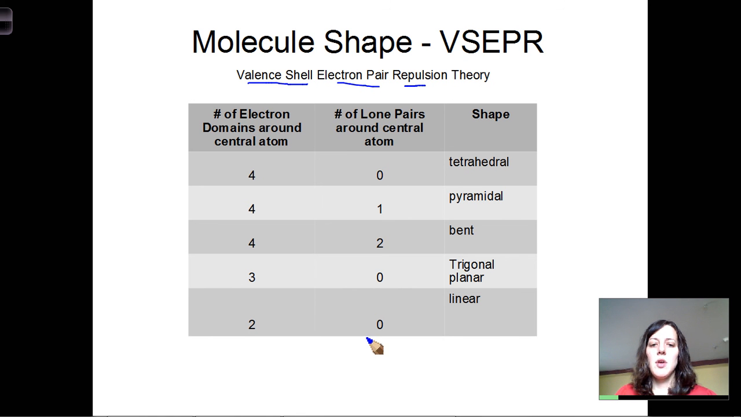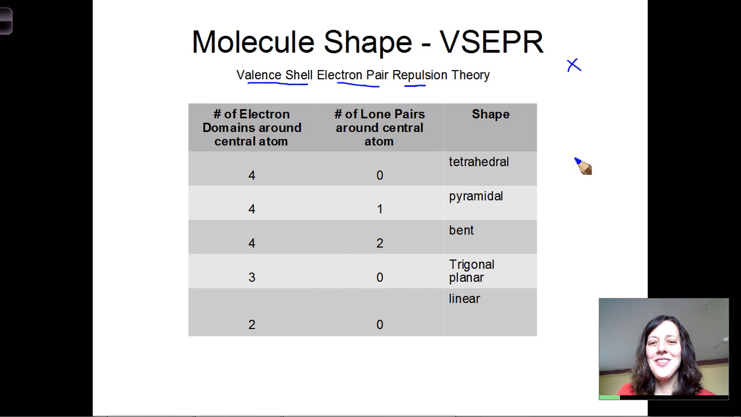As atoms get bigger, it's possible to have more than 4 electron domains around a central atom, but we aren't going to get into that for this class. Using this chart, if you have 4 electron domains around the central atom and no lone pairs, you're going to have a tetrahedral shape. So for right now, we're just going to have generic atom X. And let's draw what that would look like.